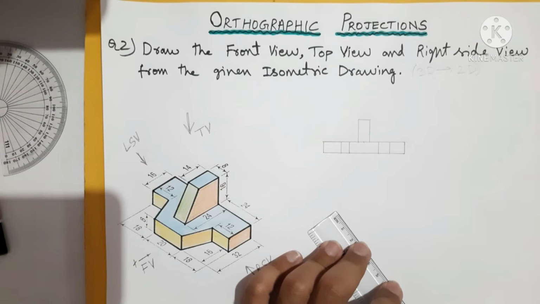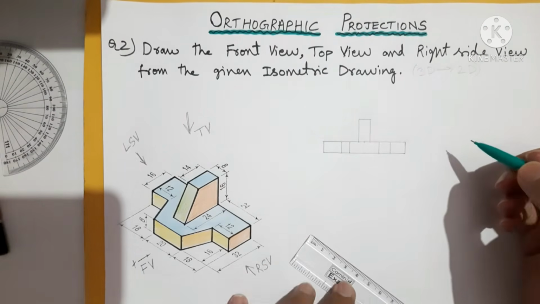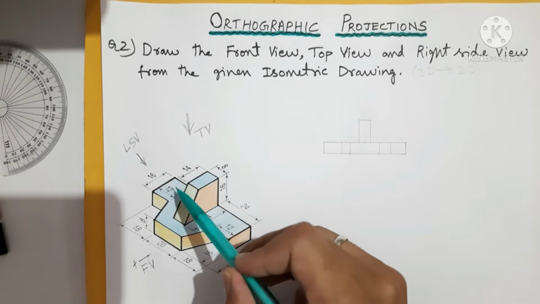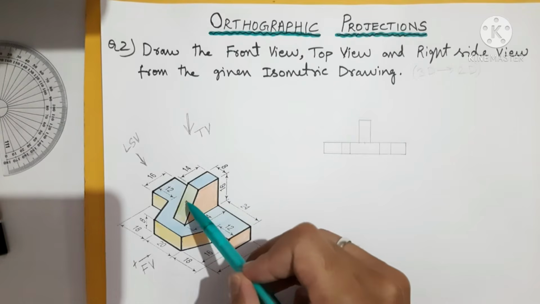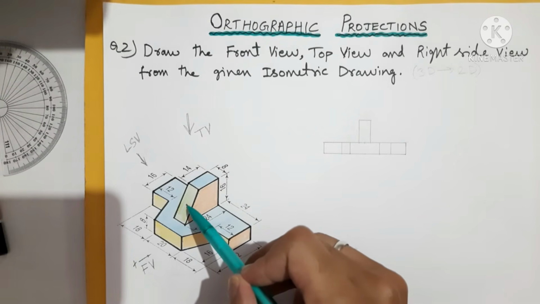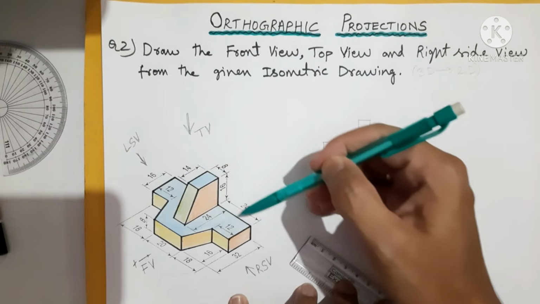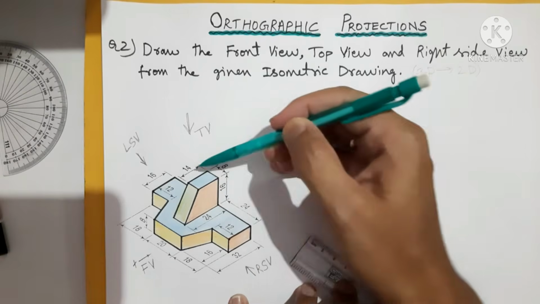Now we will switch to the top view. For the top view, looking at this diagram from the top, you will be able to see this surface and this surface, along with this surface. This is a common surface which we are able to see in the front view as well as in the top view. Let us imagine this one. You will be seeing this profile right from the top, that we will be getting here.